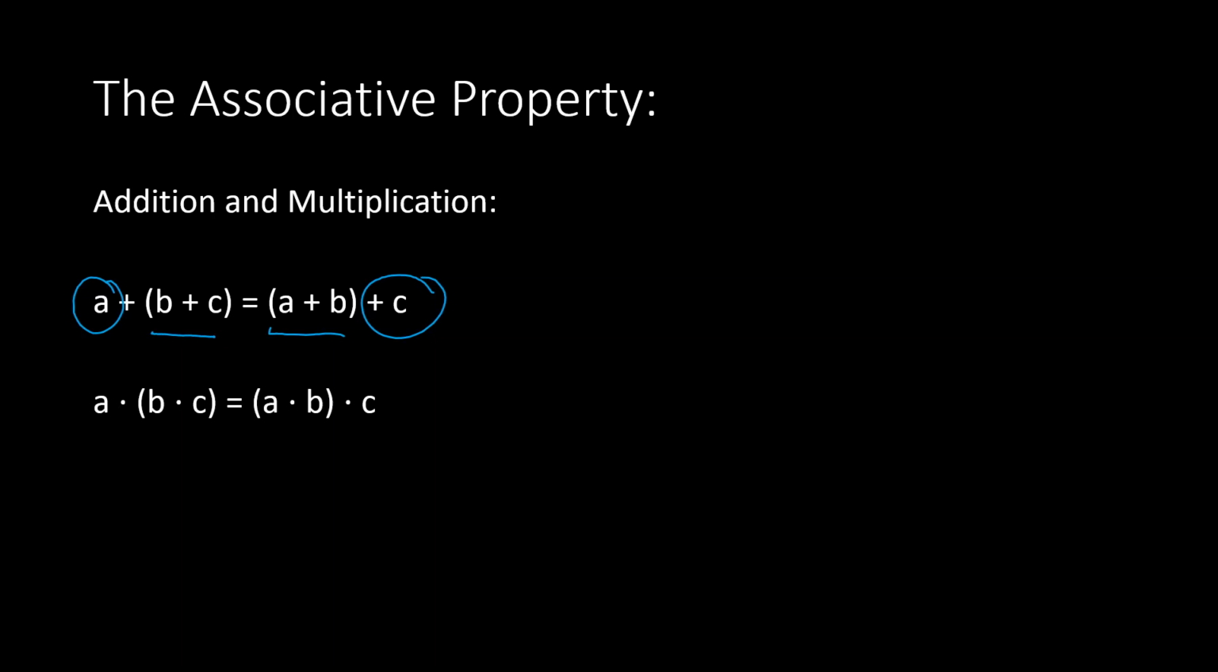And that is similar to the multiplication version where b times c is grouped and then multiplied by a, and that is equal to a times b, which is grouped together and multiplied by c. So as you can see, this shows that no matter how you group numbers, you will always get the same answer if it's in addition or multiplication.